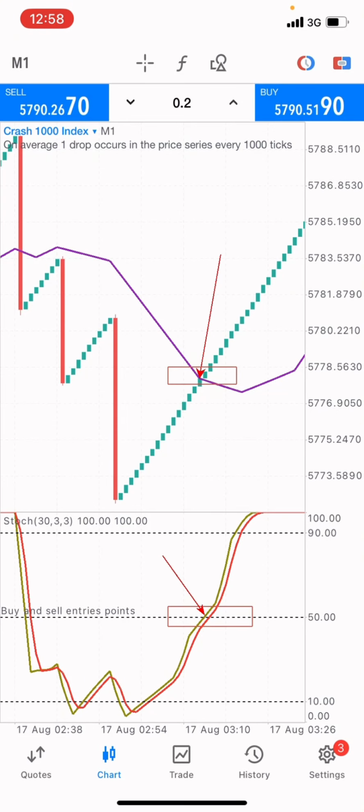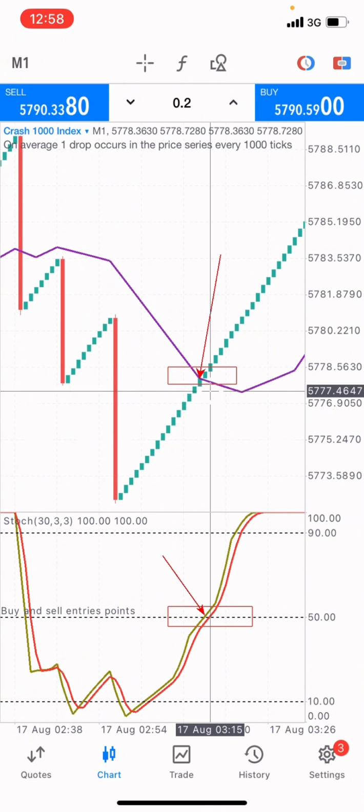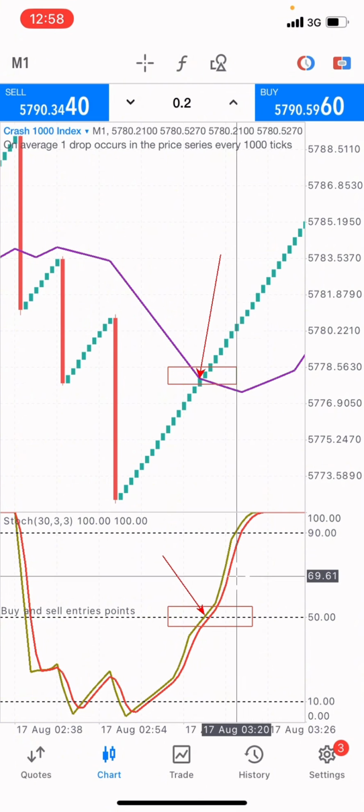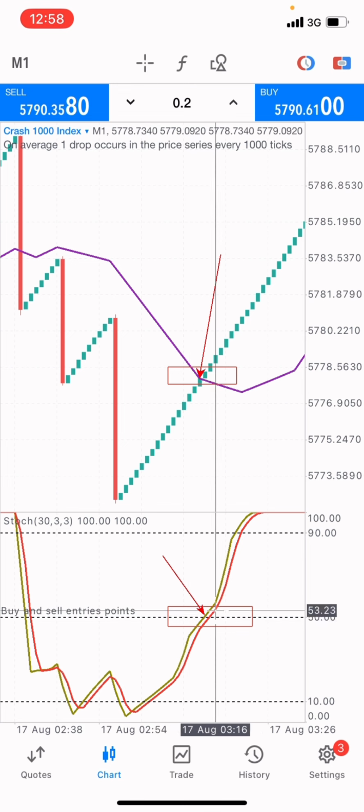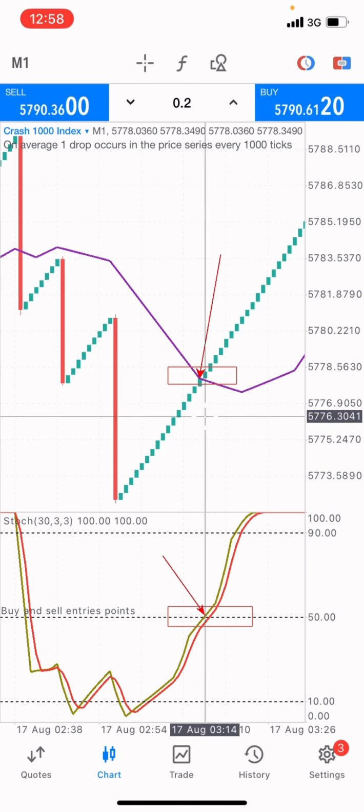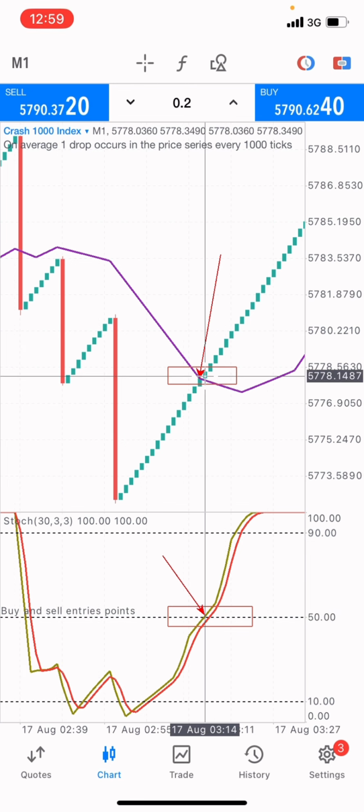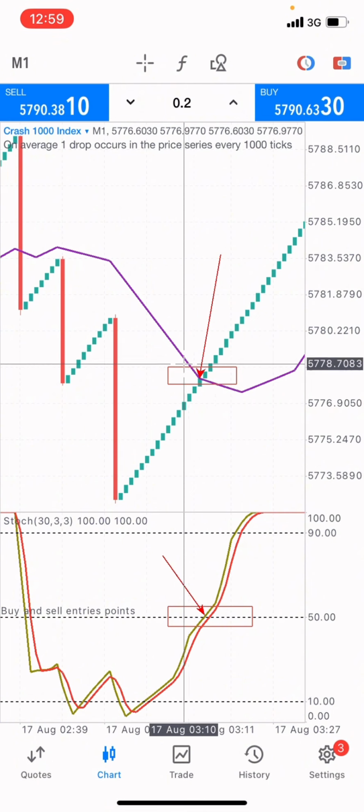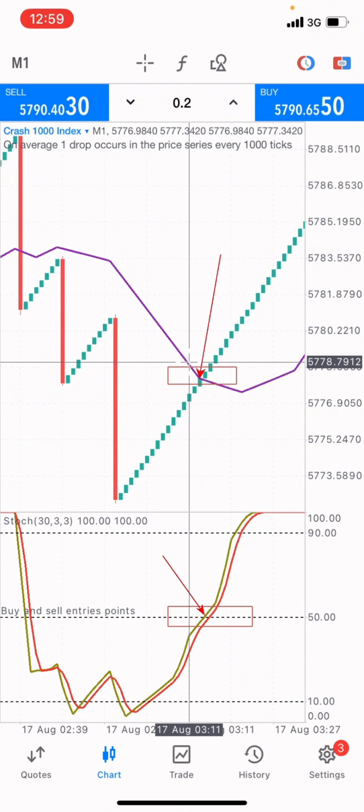So in today's video, I'm going to show you another strategy for Crash 1000 index. What we're seeing right here is the stochastic oscillator and the moving averages. And as you can see right here, there's a rectangle shape, and as well at this point right here, a rectangle shape and two arrow lines drawn towards the price and towards the indicator. Okay. So first of all, let's check on the parameters and see how the strategy works.